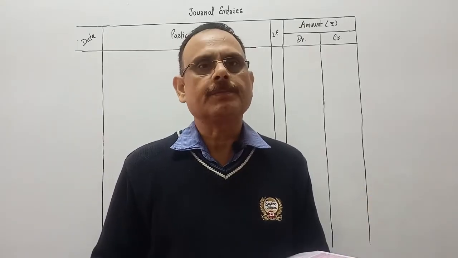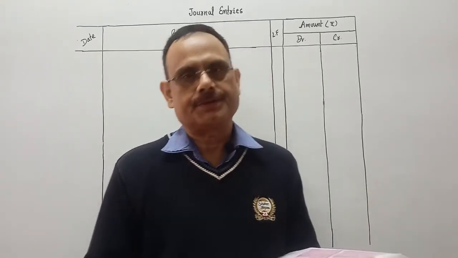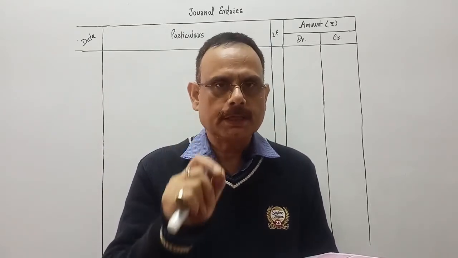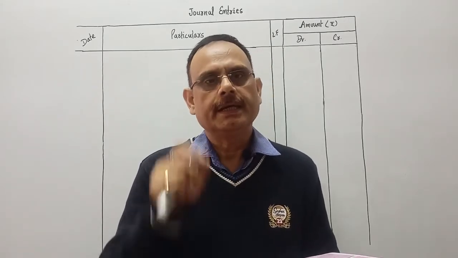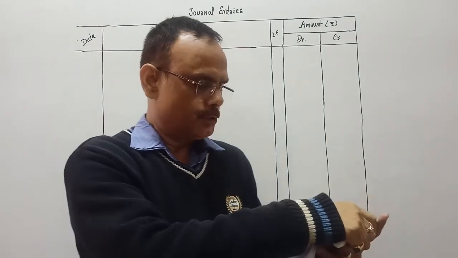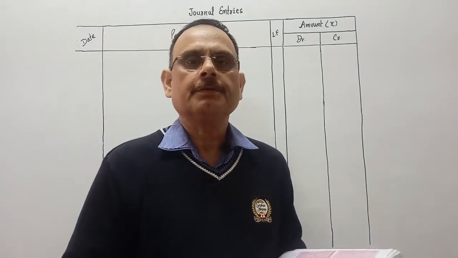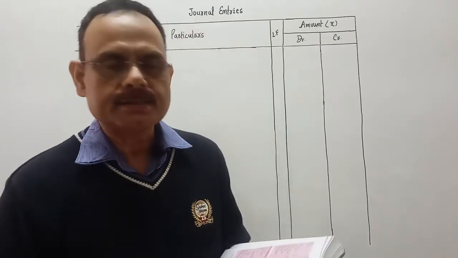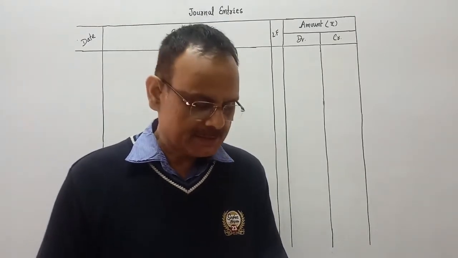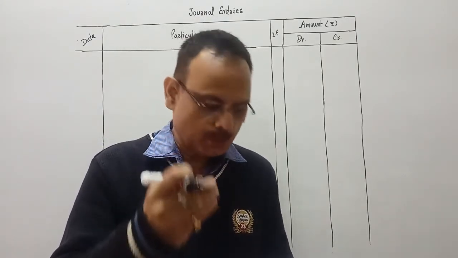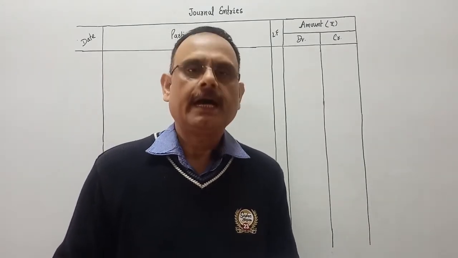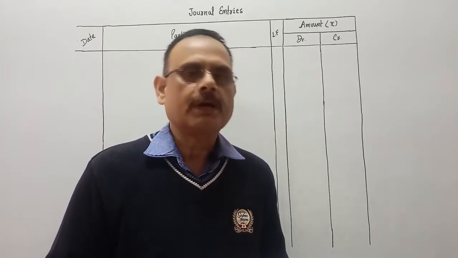Give journal entries for the following adjustments in the final account, meaning the financial statement. The first one is provision for discount on debtors. Next is closing stock. Next are outstanding expenses, prepaid expenses, accrued income, income received in advance, provision for doubtful debts, and depreciation. So come one by one.